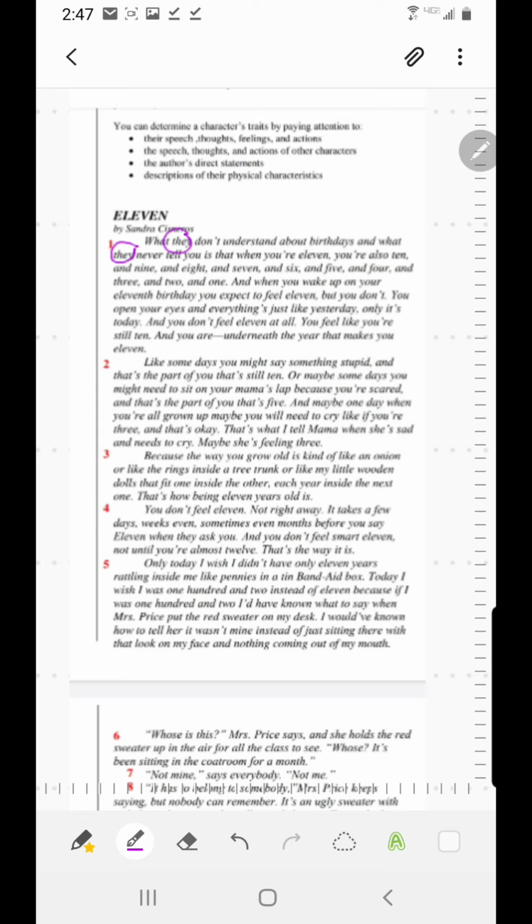It says, you open your eyes and everything's just like yesterday. And it's today. And you are underneath the year that makes you 11. Like some days you might say something stupid, and that's part of you that's still 10. Or maybe some days you might need to sit on your mama's lap because you're scared. And that's the part of you that's still 5. And maybe one day when you're all grown up, maybe you'll need to cry like if you're 3, and that's okay. That's what I tell mama when she's sad and needs to cry. Maybe she's feeling 3.